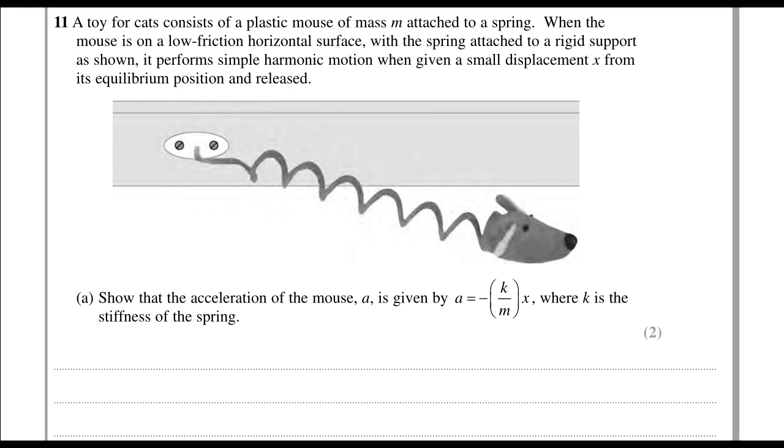You can see on the diagram the mouse would be moving forwards and backwards, that way with the spring stretched and compressed. For part A, we need to show that the acceleration of the mouse a is given by this equation, where k is the stiffness of the spring.